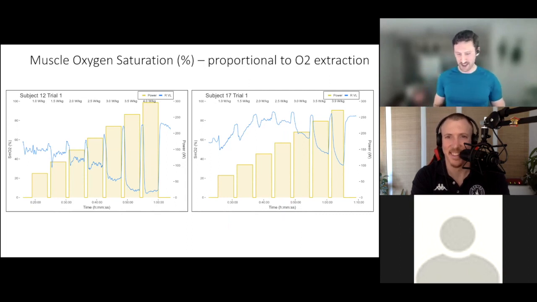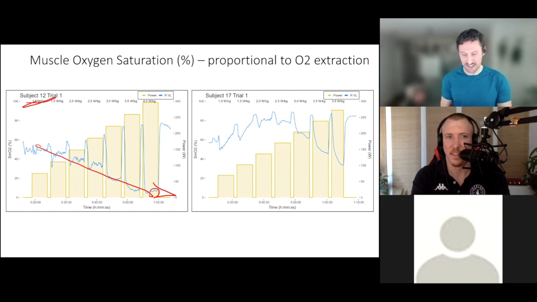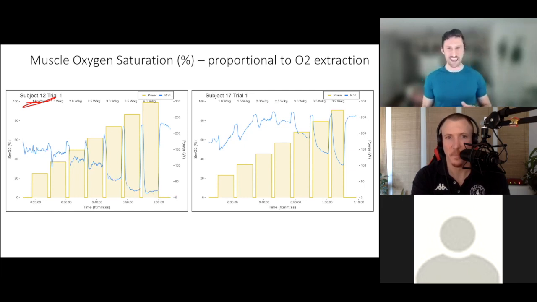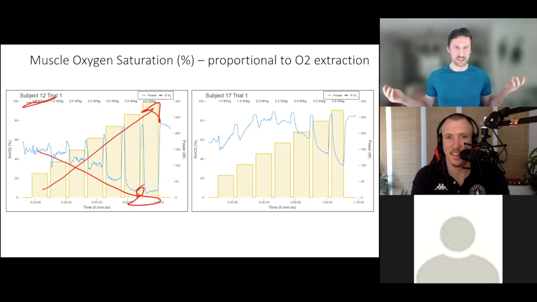Last time we chatted, I mentioned VL. I think I said VL was the least interesting muscle to look at, something like that. And subject 12 is an example where that is the case. Like I said, it's almost just a linear drop. On first glance, it's hard to say, okay, what information are we getting from that? Are we just saying as power output increases, SMO2 decreases? What does that give us?